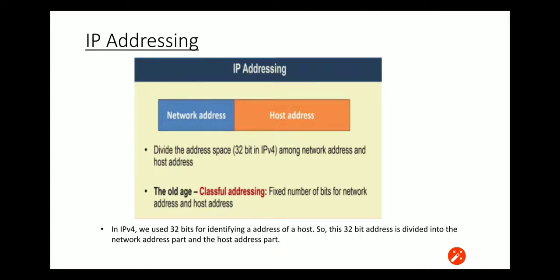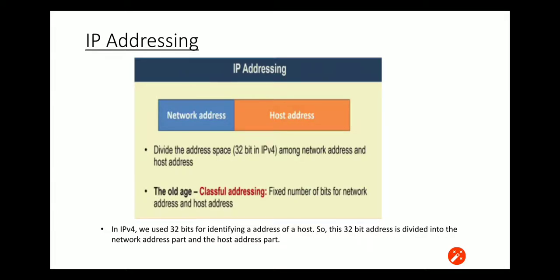Now in this slide you can see the whole idea is to break this entire address space into two groups. One is for the network address part, and the second group is for the host address part. So in IPv4 we use 32 bits for identifying the address of a host, and these 32-bit addresses are divided into the network address and the host address part.